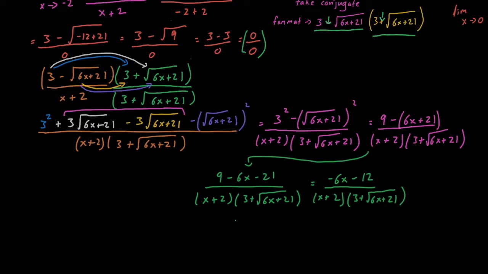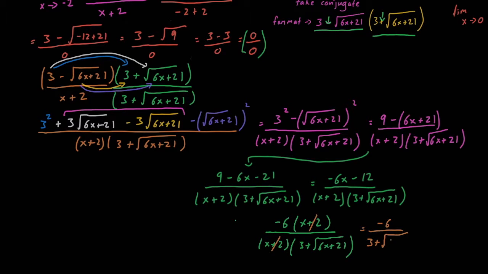We can take negative 6 as common, so it would become negative 6 times x plus 2 divided by x plus 2 multiplied by 3 plus under root 6x plus 21. Here we can simply cancel off x plus 2 and x plus 2, and we'll be left with negative 6 divided by 3 plus under root 6x plus 21.